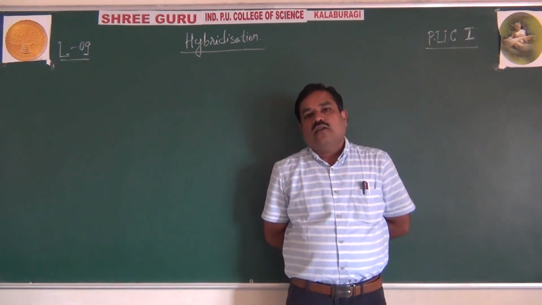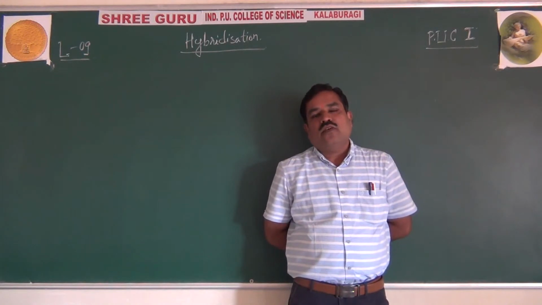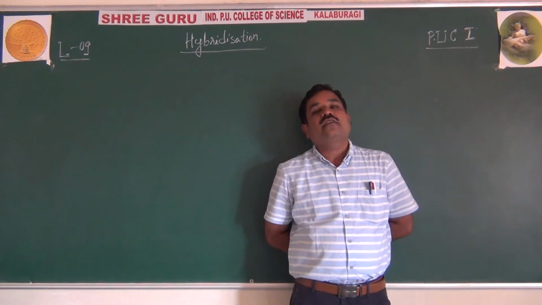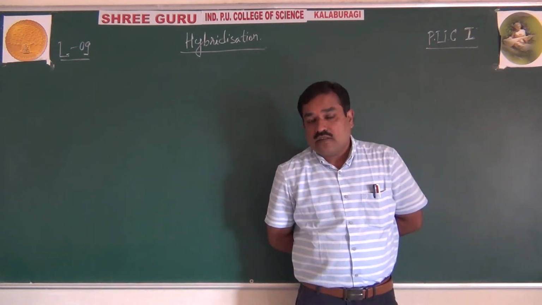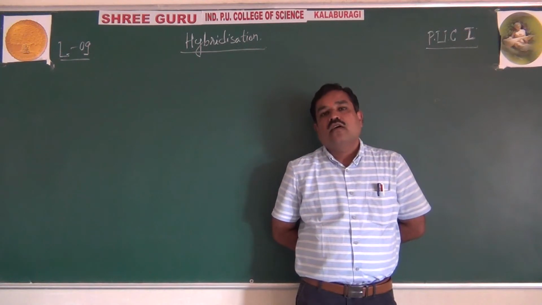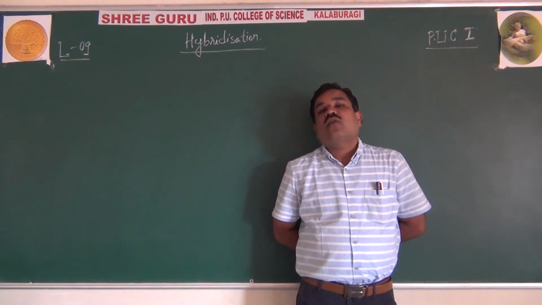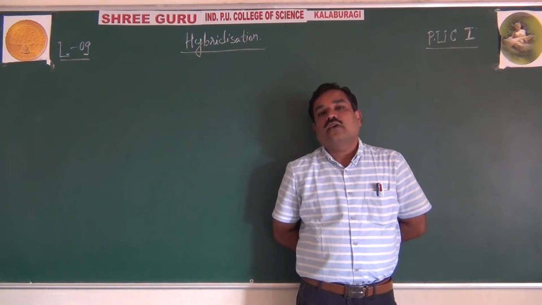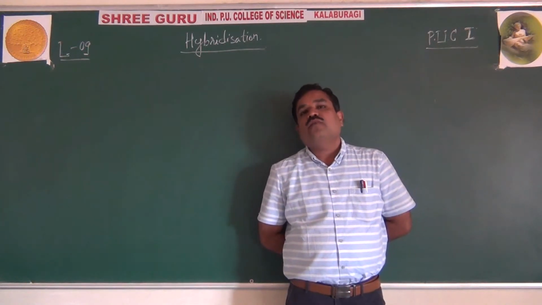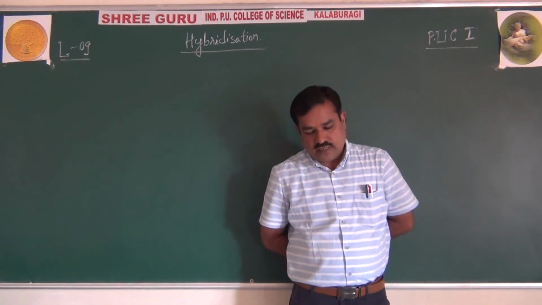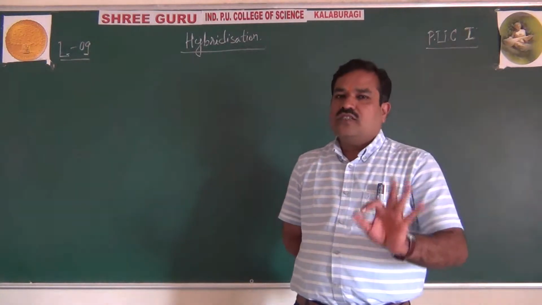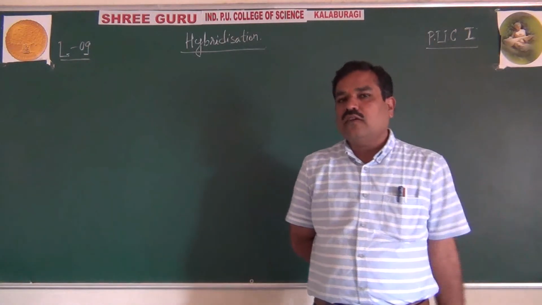For pi overlapping, the lobes should be perpendicular, and it is only seen in p and p overlapping. The p and p lobes should be perpendicular to each other, otherwise the orientation is not possible. Now I will tell you once again an example for oxygen. Oxygen contains a double bond and nitrogen contains a triple bond. You already know that. Once again I will repeat that and then we go for hybridization.